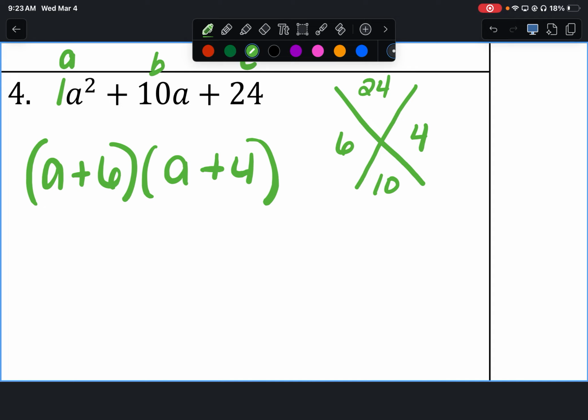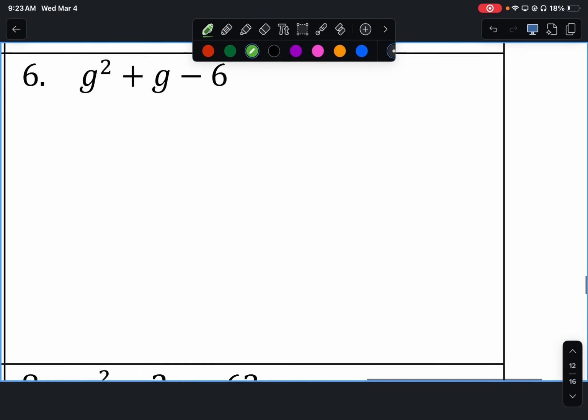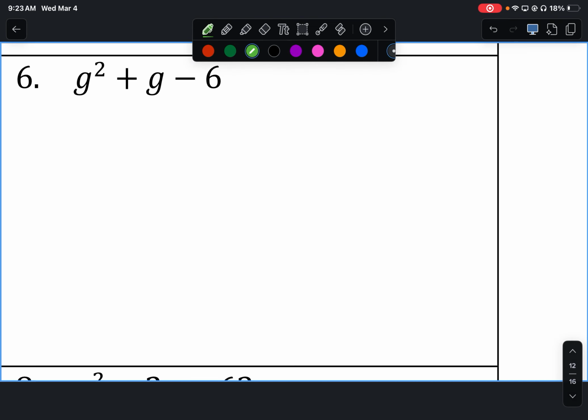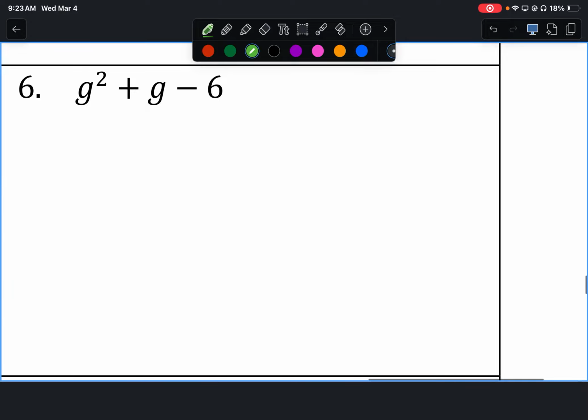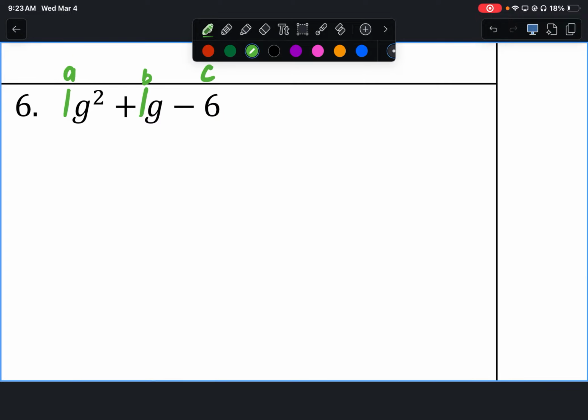Okay, we're going to look at number 6 together. For number 6, what is our A term? What is our B term? What is our C term? So we have to figure out what multiplies to give us 6 and what adds to give us 1.